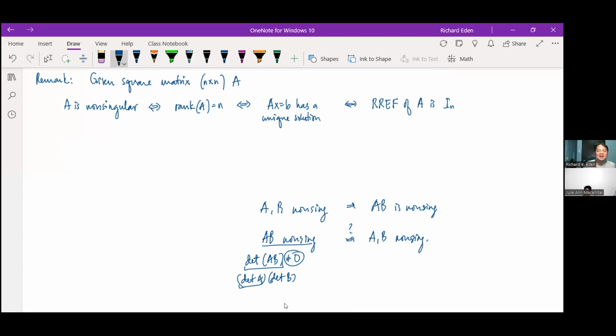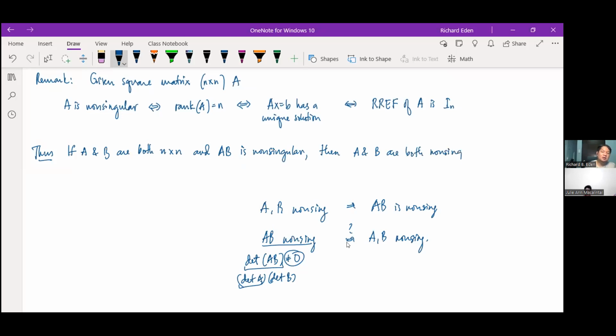So, how can we argue that if A and B are both n by n, and AB is non-singular, then A and B are both non-singular? Okay, so that's our goal.